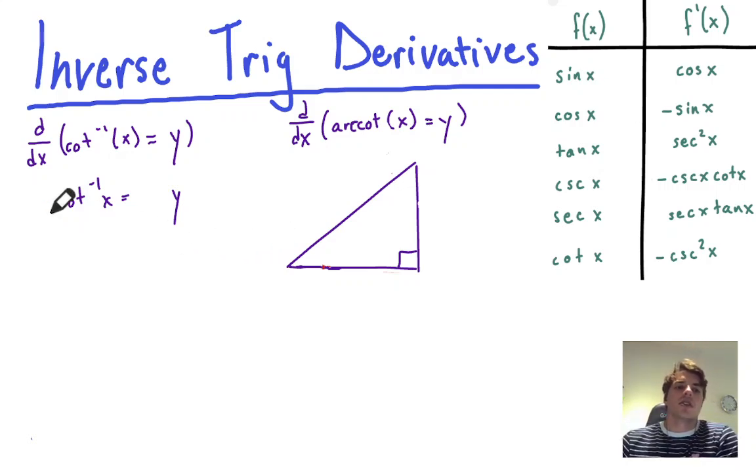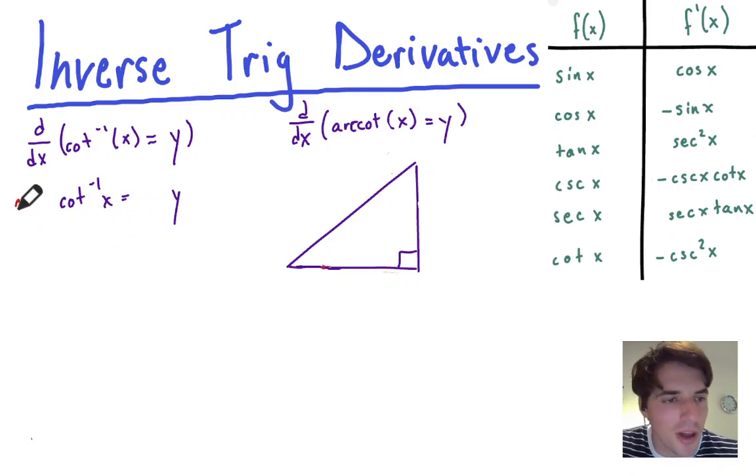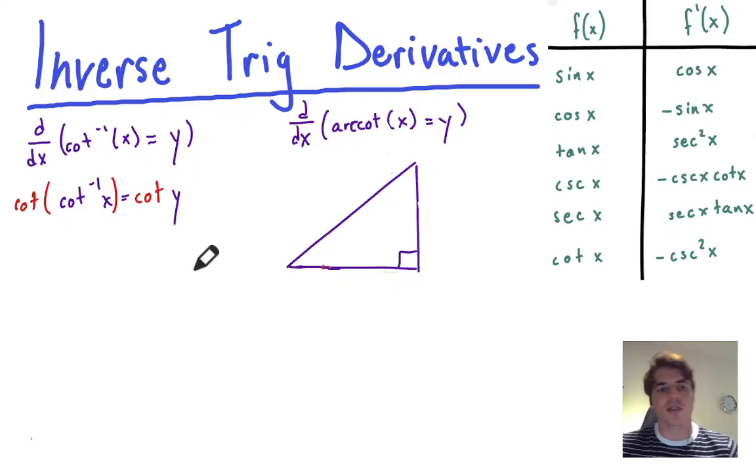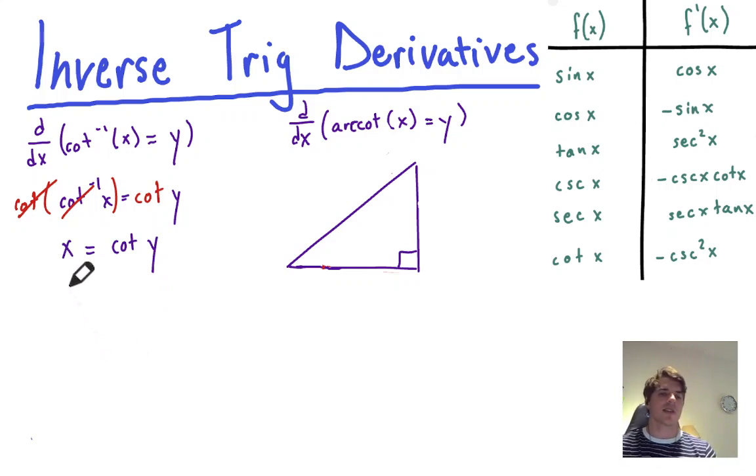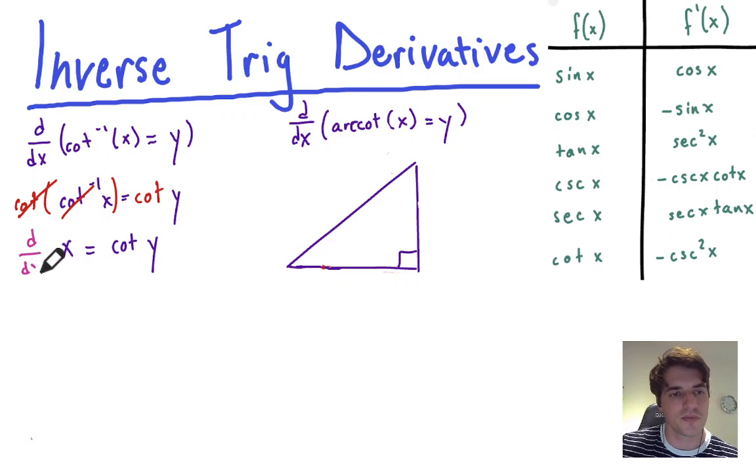So, cotangent inverse of x equals y. If you've been following along, we change this into something that we can deal with. We take the cotangent of both sides so that we have x is equal to the cotangent of y. And from here, we can take the derivative of the whole thing. And the derivative of x is just 1.